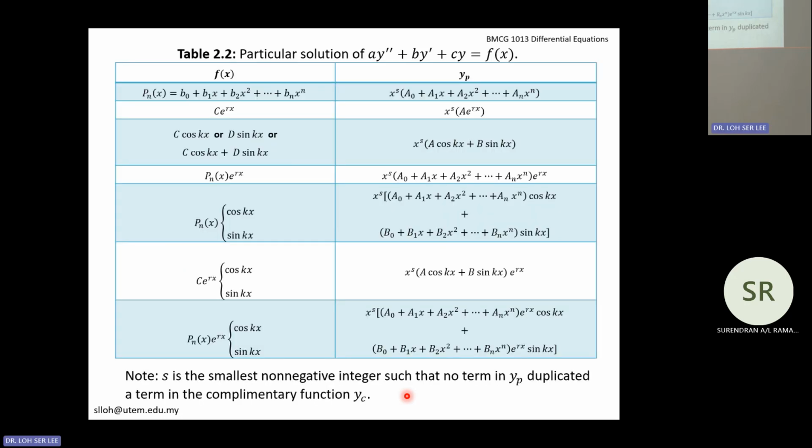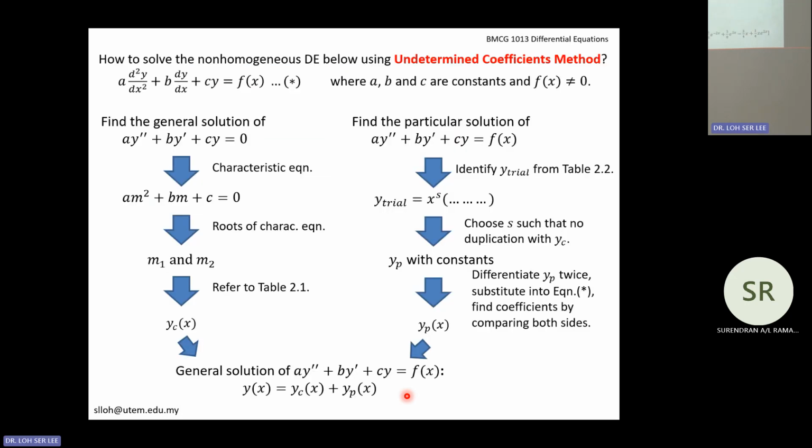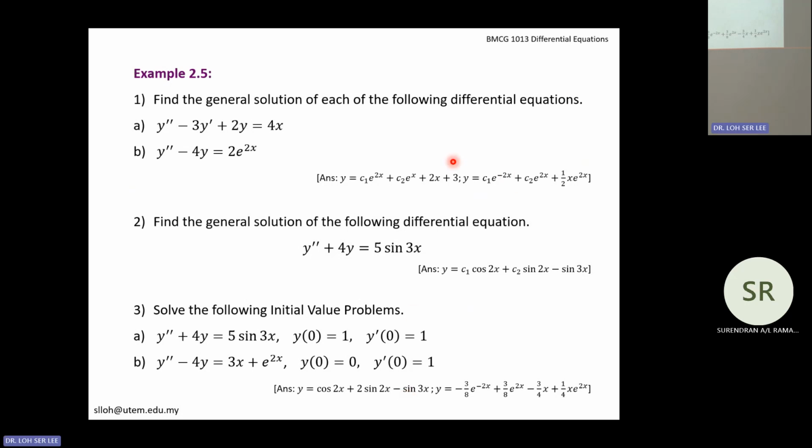This table is not given in any of the assessments, just like table 2.1, the 3 different cases. And also this table is not given. So we have to know how to come up with the general form. Now we look at this. We try this exercise. These are the simple ones.